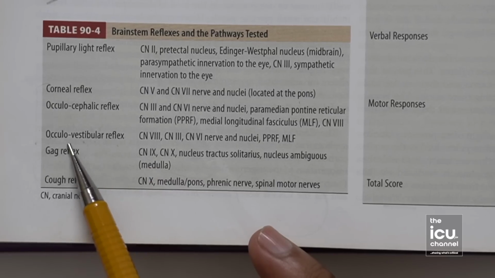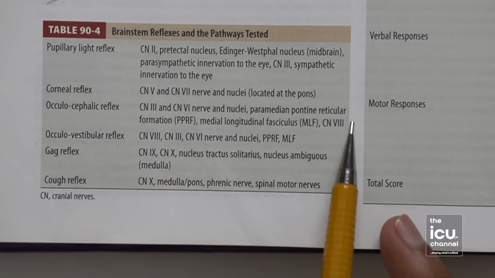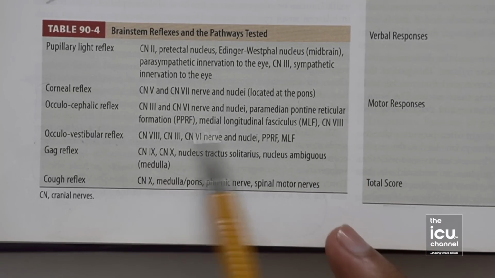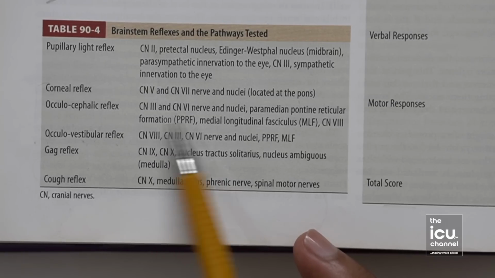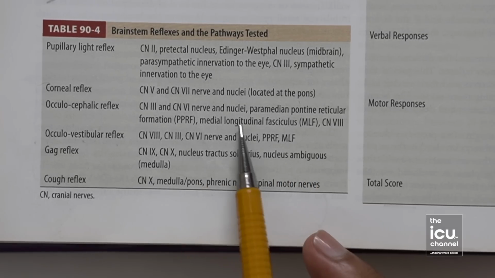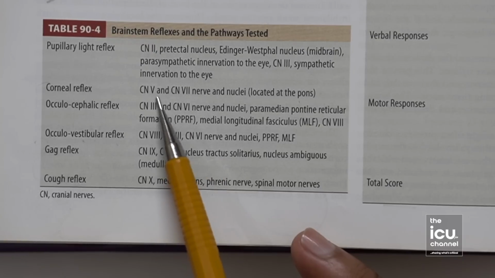Oculocephalic reflex and oculovestibular reflex. The pathway is the same for both of them. Via the 8th nerve, when we stimulate either by movement of the head or via the cold caloric test, the signal goes through the parapontine reticular formation and the medial longitudinal fasciculus to cranial nerve 6 and cranial nerve 3.